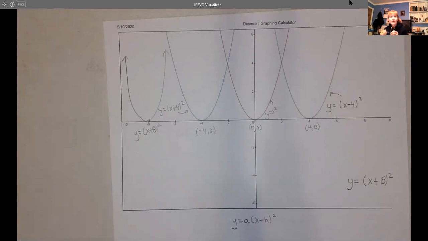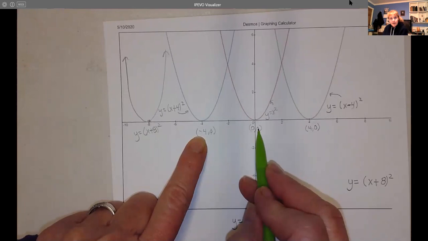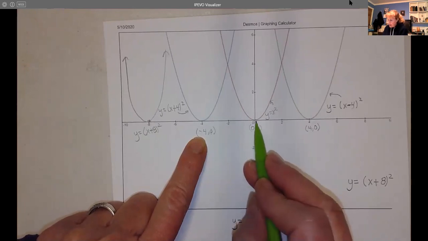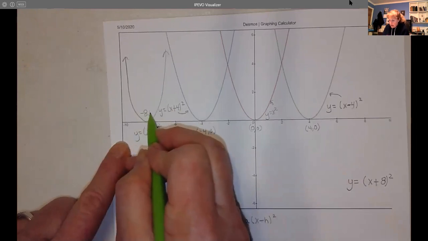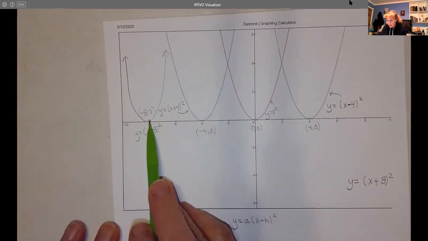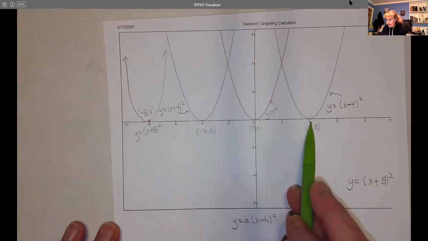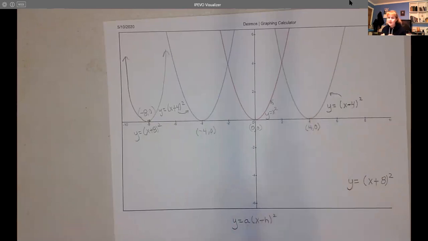Okay, so now we know what the vertex is of each of these. The vertex here was a -4, 0. The vertex here is 0, 0. The vertex here is 4, 0. The vertex here is a -8, 0. Each of these is a minimum. On each of these, you have a minimum value. It's the bottom, it's the lowest. The vertex is the lowest. But let's talk about that axis of symmetry.